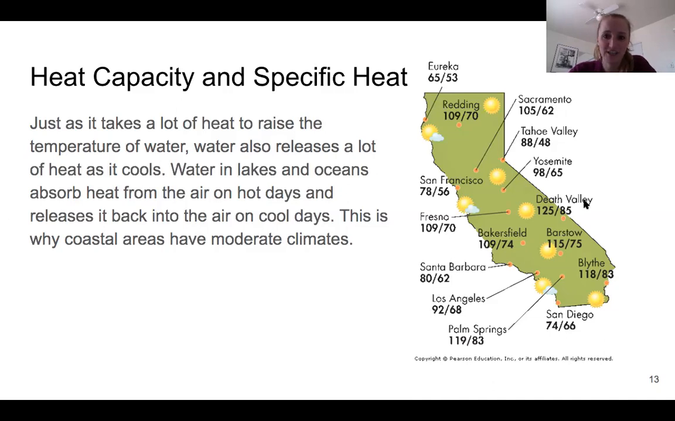We see quite a change in temperature in the more inland locations than right along the coast, and that's because of heat capacity.